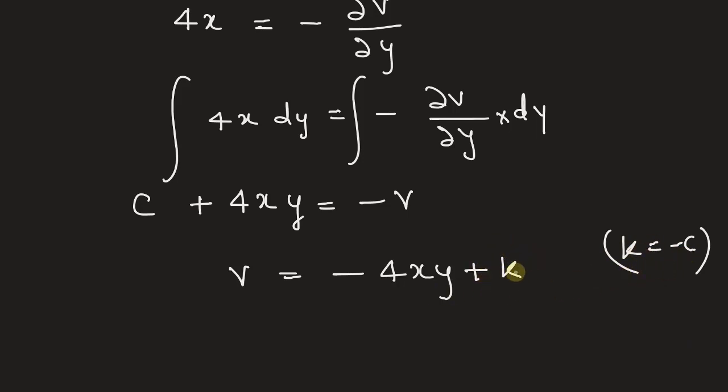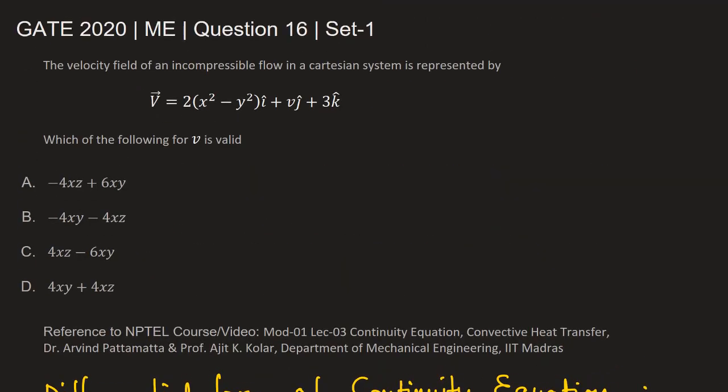But here we know that k must be a function of x and z. So this constant must be a function of x and z. Why? Because we have taken a 3D equation and we have integrated with respect to y, so the constant will be a function of the other two dimensions, that is x and z. Now let's match with our given options here. Since we don't have any other conditions given in the question, we can match our answer with the solutions. We have got the value of V as minus 4xy plus a function of x and z. So there is only one option here that has x and z, that is option B. So option B must be the correct answer.